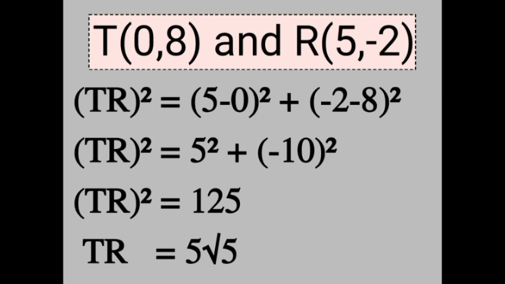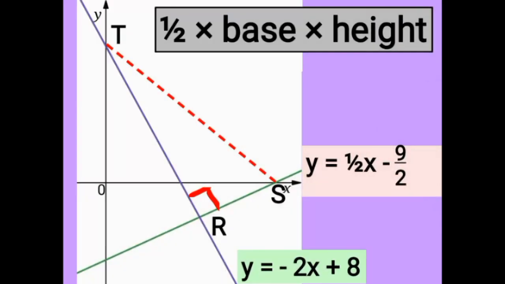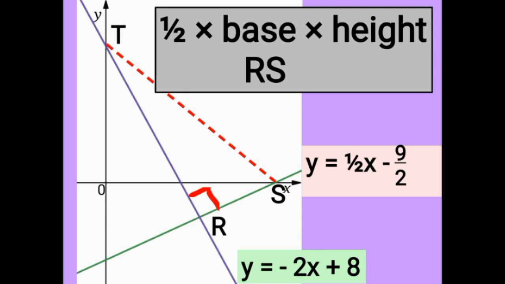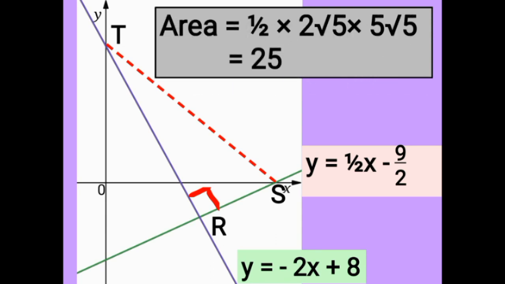Now that we know the lengths, we can use the formula half times base times height to find the area. The base here is RS and the height is TR. So, the area is half times 2 square root 5 times 5 square root 5 equals 25.